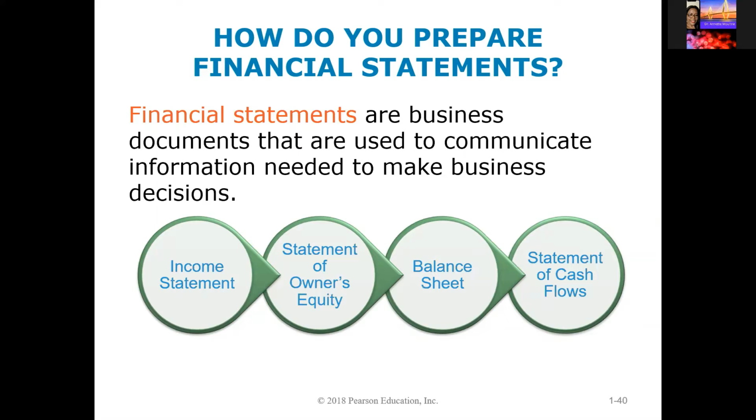The income statement provides information about the profitability for a particular period for a business. The statement of owner's equity shows the changes in capital for a business entity during a time period, such as a month, a quarter, or a year. The next financial statement is the balance sheet. The balance sheet reports the business entity's economic resources, which is the assets, the amount of debt owed to creditors, which is the liabilities, and the net worth of the entity, which is the equity. So the balance sheet actually shows the financial position of the company. And the last financial statement, the statement of cash flows, shows how cash changed over the period.